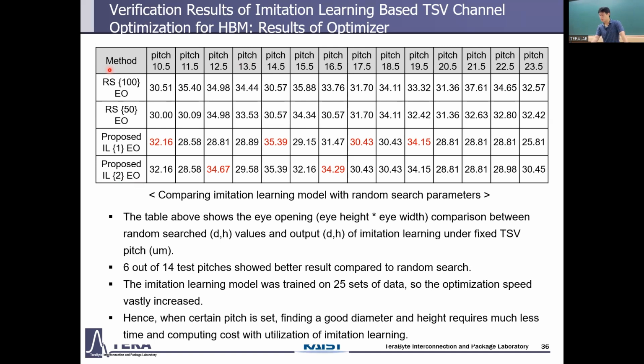And this imitation learning model was only trained on a lot less data, so the optimization speed vastly increased. This imitation learning model was learned based on random search, but with a smaller number of random searches, it gave a better performance compared to 100 random searches. So imitation learning is actually a pretty efficient tool compared to random search. From this, we can conclude that it's a better random search tool.